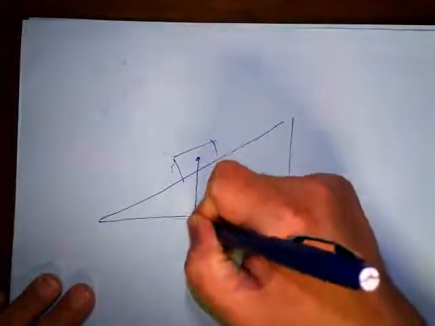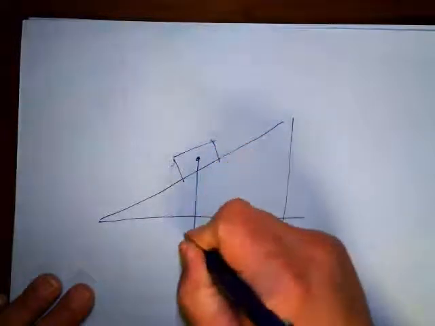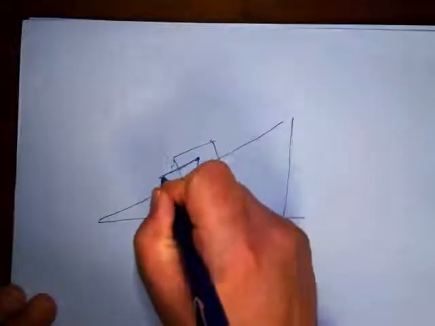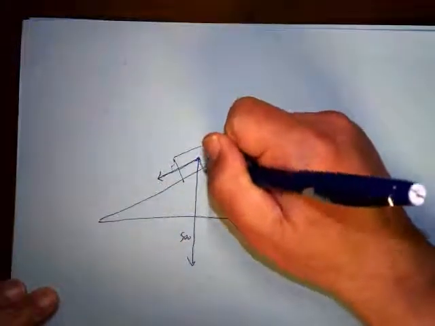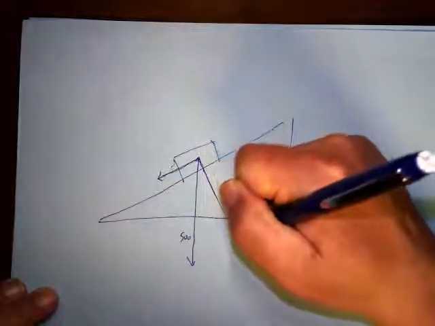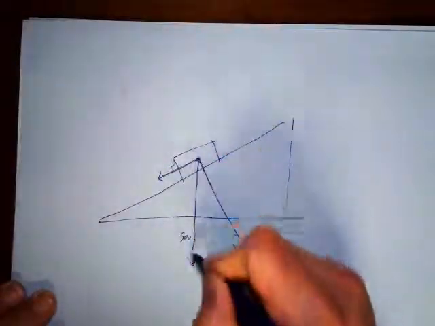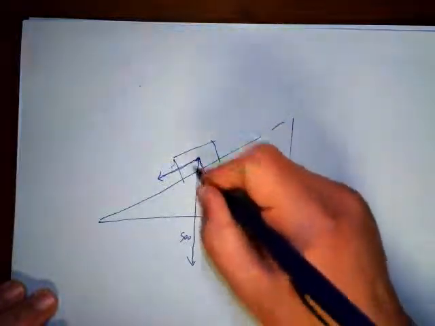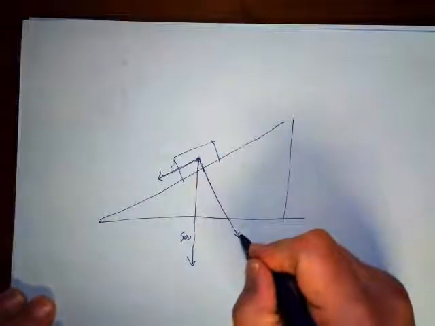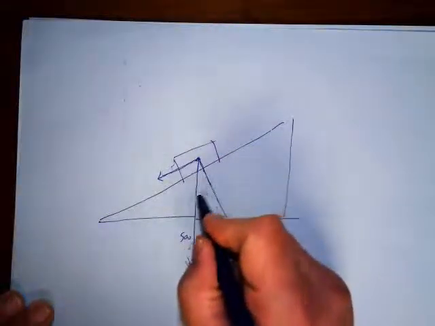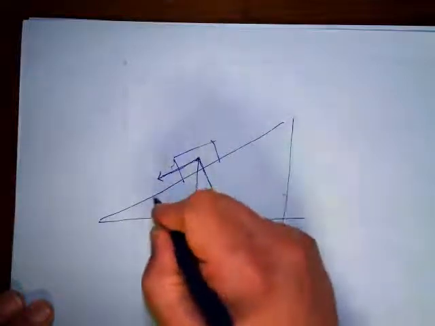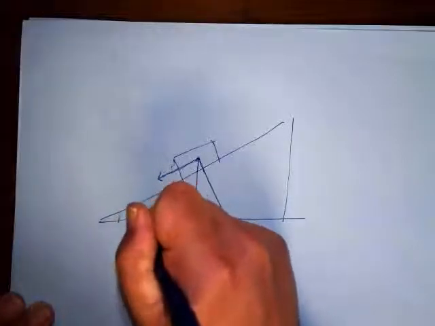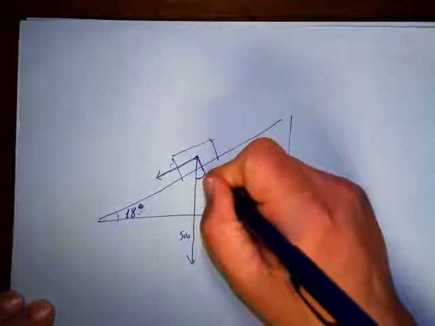So this is the 500 pounds. And this is the parallel portion. And this is the perpendicular portion. And these are the two components of this. This is the component that's parallel to the ramp. This is the component of this that's perpendicular to the ramp. Okay, and now since these two sides are perpendicular to these two sides, this is the 18 degrees. This angle here is going to be 18 degrees.